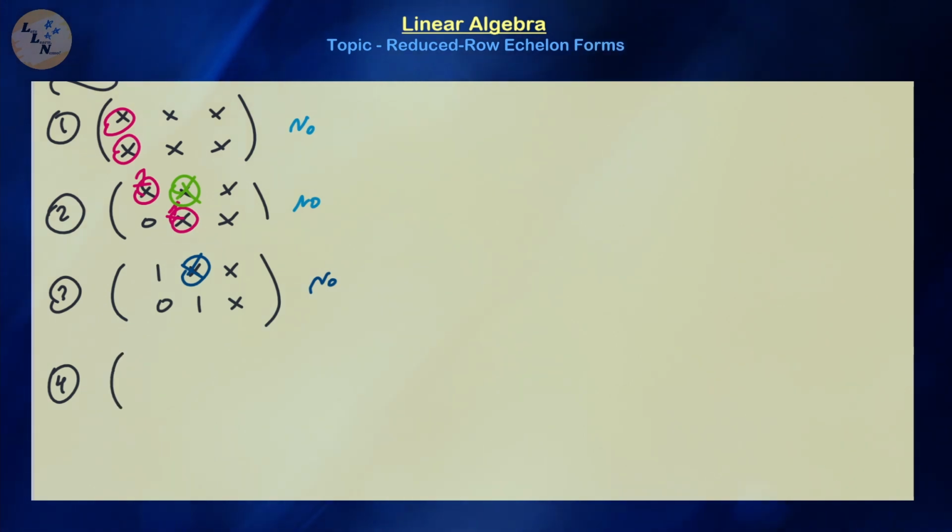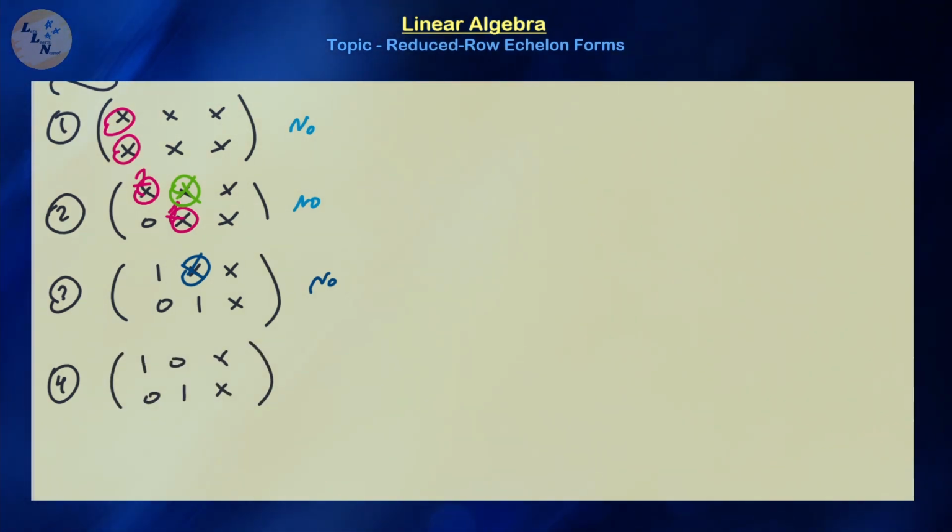4. Suppose I have 1, 0, x, 0, 1, x. Is this in reduced row-echelon form? The answer is yes. You should be able to check that all those requirements are held.